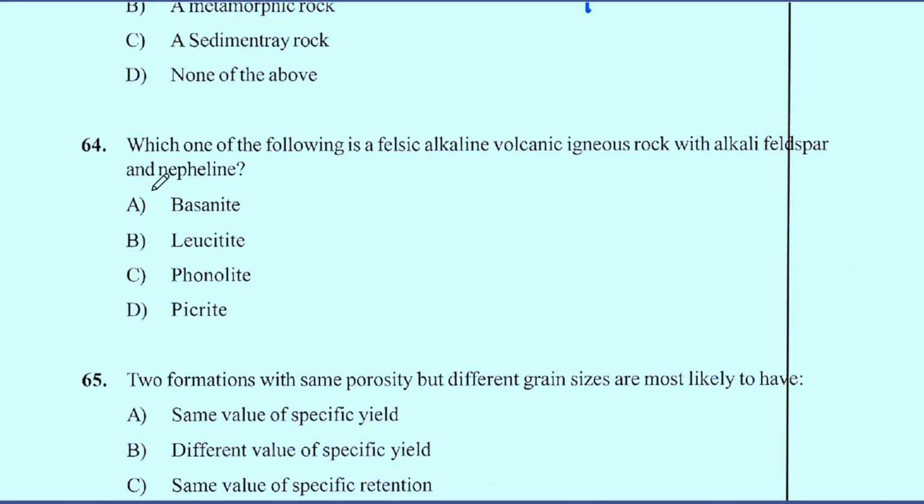Which of the following is a felsic alkali volcanic igneous rock with alkali feldspar and nepheline in it? It is phonolite. Picrite is olivine rich, but nepheline is not there. Basanite also contains olivine, but phonolite does not contain olivine. It is felsic. The rest of the things contain olivine.